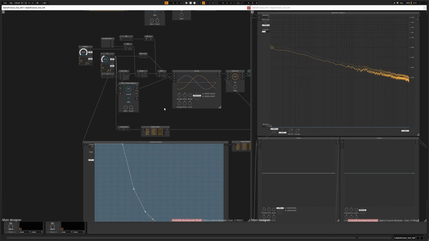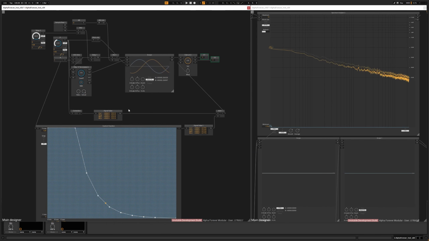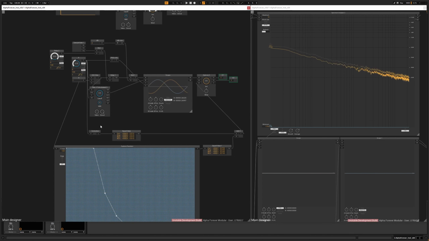So let's give it a go. All I need to do is to plug these into the multiplier here. Do I? Yes. And take a look at it. It works. Whatever the cutoff is, the sine waves are pretty much in sync. That's insane.